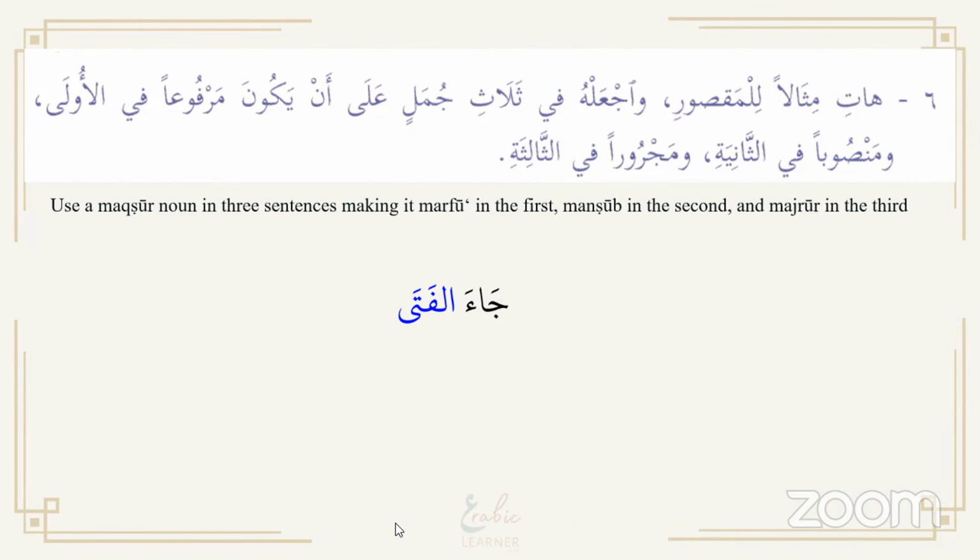So this is the example of marfu'. Then the example of mansoob is ra'aytul af'a. I saw the snake. Ra'aytul af'a. Now this is fi'l, fa'il, and this is maf'ul bihi. So this is in the status of nasab.